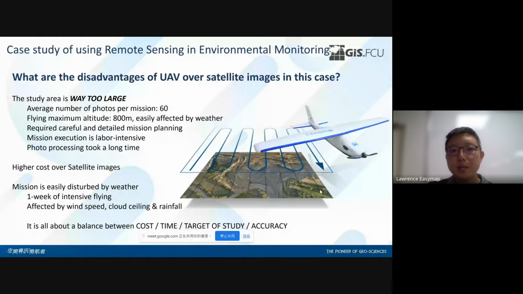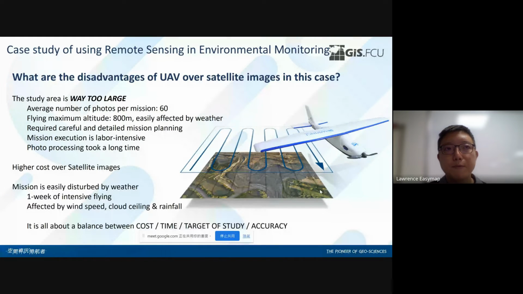Because the UAV needs to fly at a very high altitude in order to take the picture, we flew around 800 meters above the ground level. So for every mission, for every takeoff and landing, the drone takes around 60 pictures per mission. And you still remember, for this project, we took 3,122 pictures. So you can imagine how much work it is.